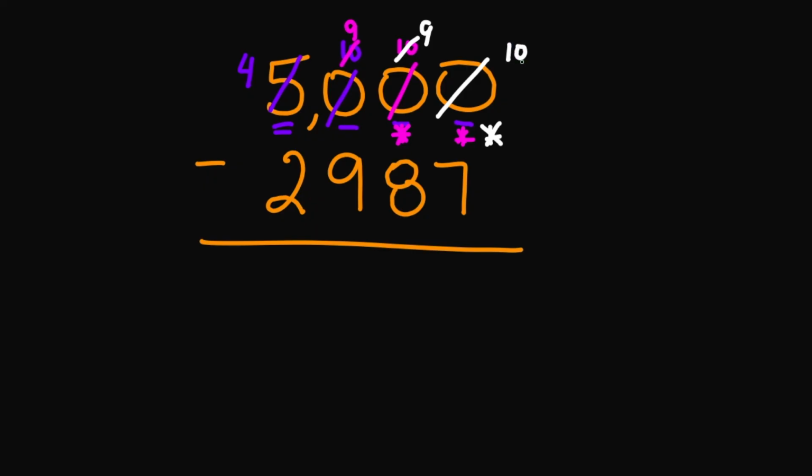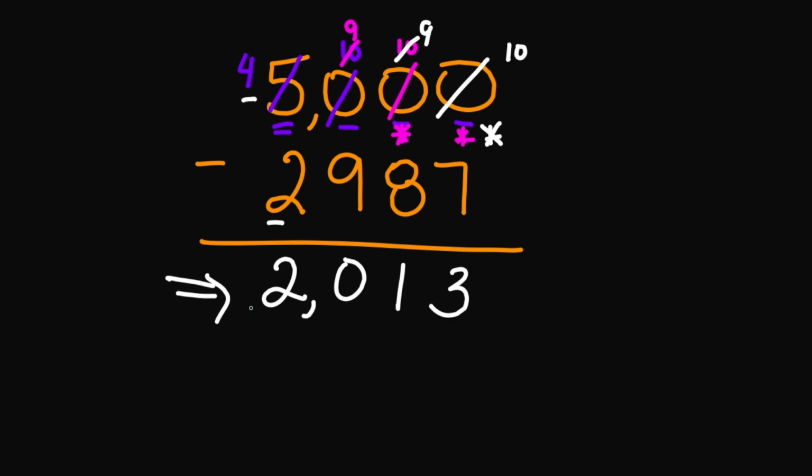Now I can subtract. Okay, so I have 10 minus 7. That's going to give me 3. 9 minus 8 is 1. 9 minus 9 is 0. And then you have 4 minus 2. That's going to give you 2. So your final answer is 2,013.